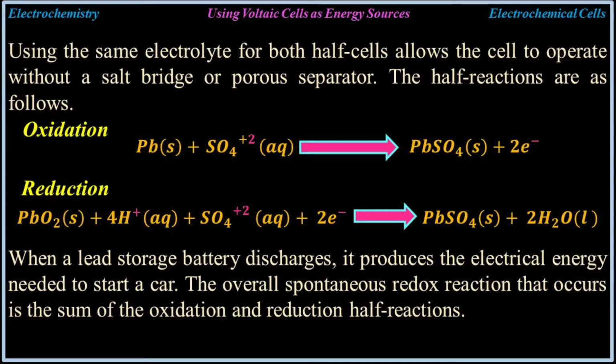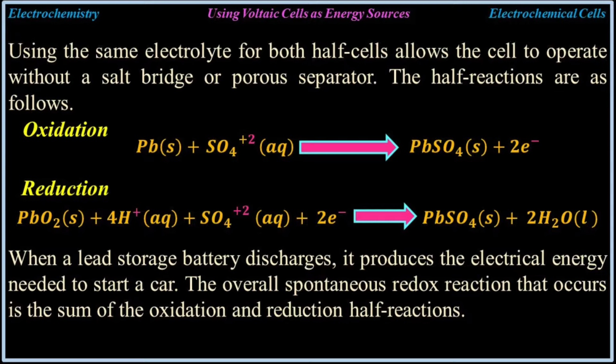Using the same electrolyte for both half cells allows the cell to operate without a salt bridge or porous separator. The half reactions are as follows. Oxidation is the elemental lead solid plus the sulfate yields lead-2 sulfate plus 2 electrons. The reduction is the lead-4 oxide plus the acid sulfate, the sulfuric acid, plus 2 electrons, and that yields lead-2 sulfate plus water.